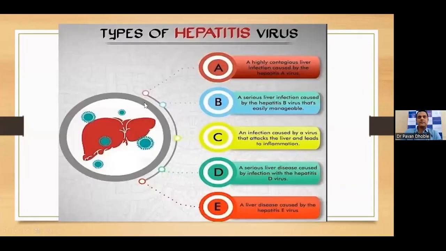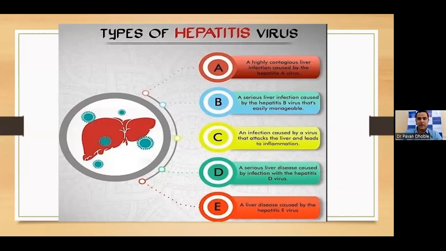So let's talk one by one about conditions. First, I'd like to introduce you to hepatitis. Hepatitis is generally a very wide term. It includes viral hepatitis, alcohol-induced hepatitis, autoimmune hepatitis. There are some drugs or medicines which can cause hepatitis. And lastly, fatty liver can also cause hepatitis.